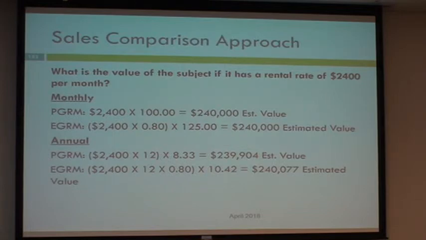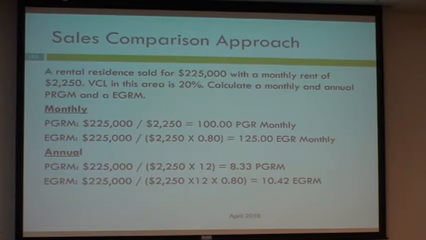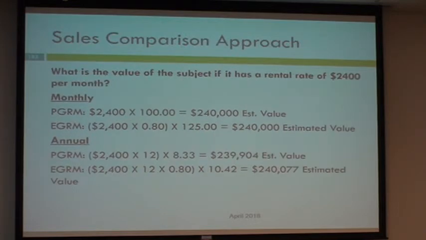So the first answer would be 2,400 times 100, which is $240,000. Straightforward, just monthly rent times multiplier. Effective gross rent multiplier, take the 2,400 times the 80%, which is a 20% B and C loss, times the 125 multiplier we got over here, gets you the same answer, $240,000.